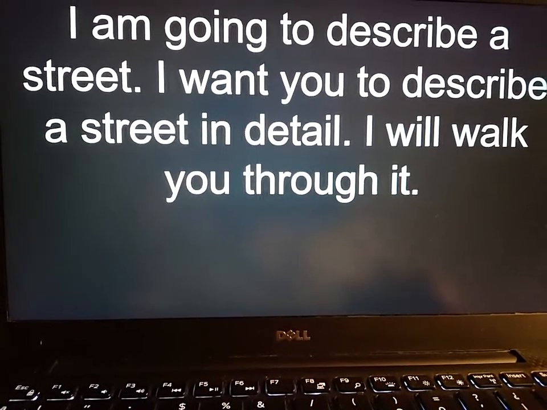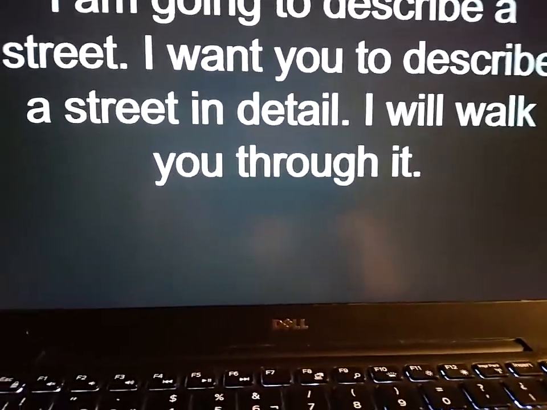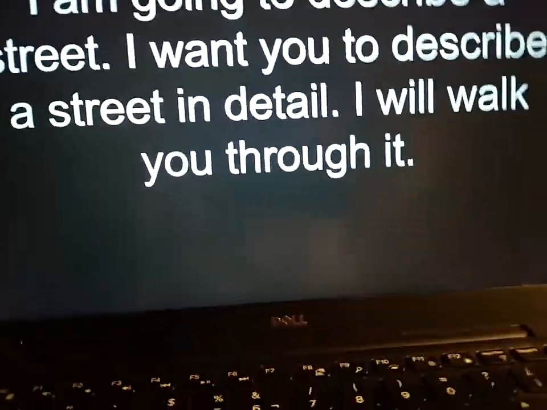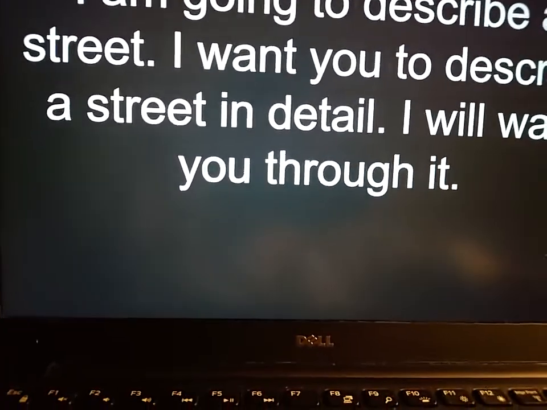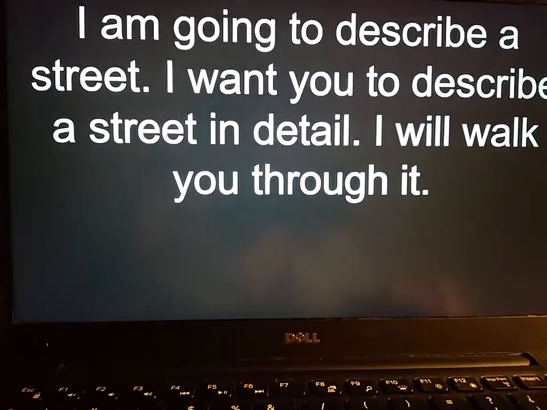So we're going to describe a street. I'm going to give you a picture of two streets. The first street I'm going to describe. The second street you're going to describe. They're quite similar, but different enough so that, importantly, your description is going to be very different to mine, and hopefully it's going to show your personality and show off what you can do.